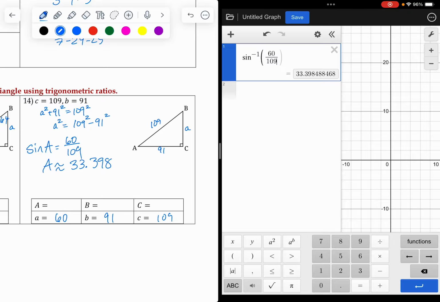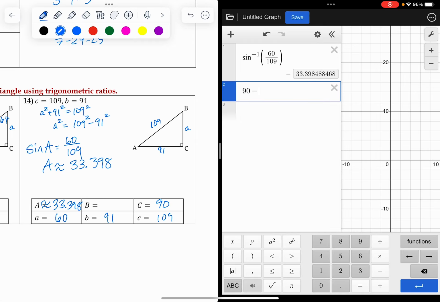We can do 90 minus that angle to find the other one, because we know angle C is 90. We just found angle A, approximately 33.398. We could subtract and get, let's try that. If I take 90 minus 33.398, I get this number.